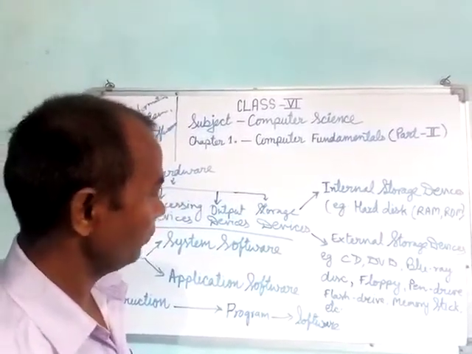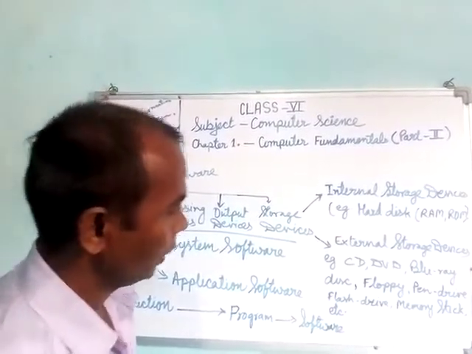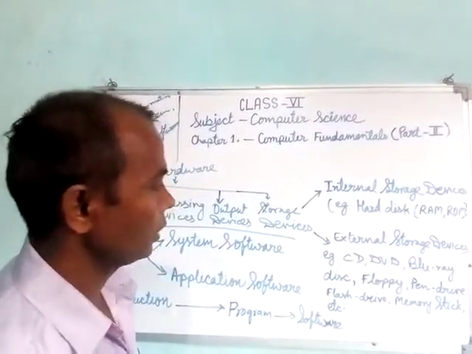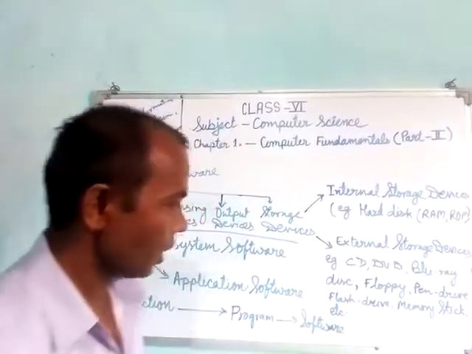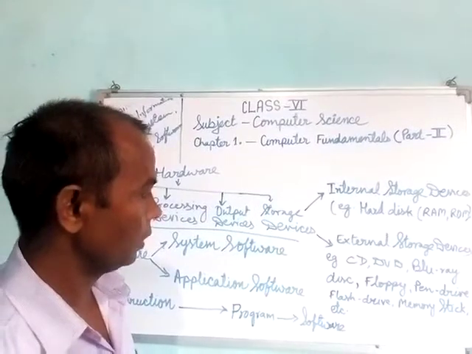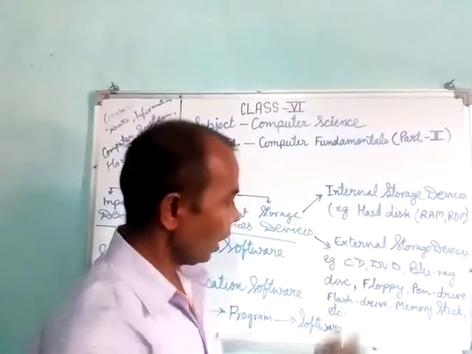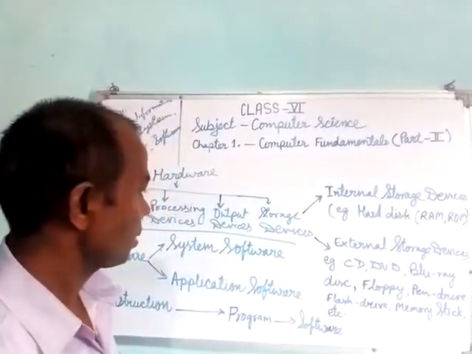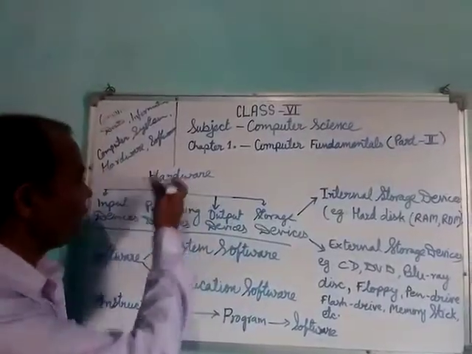But whenever we are storing externally, we are taking devices from the market and then storing in those devices, such as CD, DVD, Blu-ray disc, floppy, pen drive, flash drives, memory stick. So these are the external storage devices, and we are storing here. And whenever we need, we can open it and utilize it to do work there. So this is the storage device. Okay, all those things are the hardware.